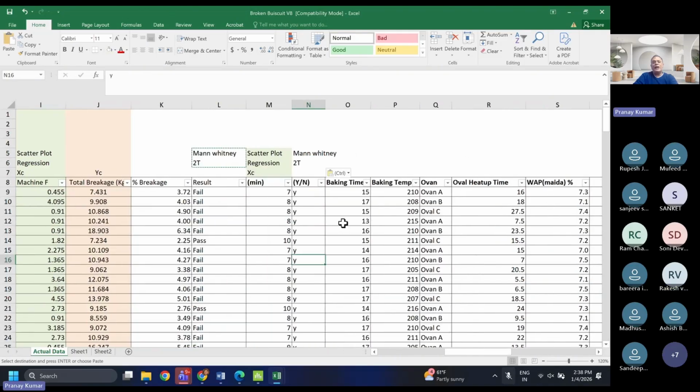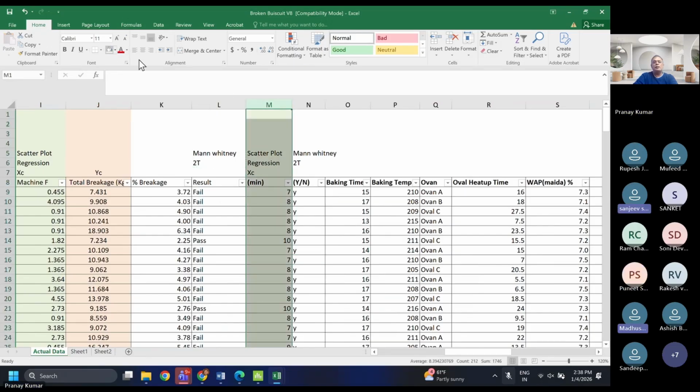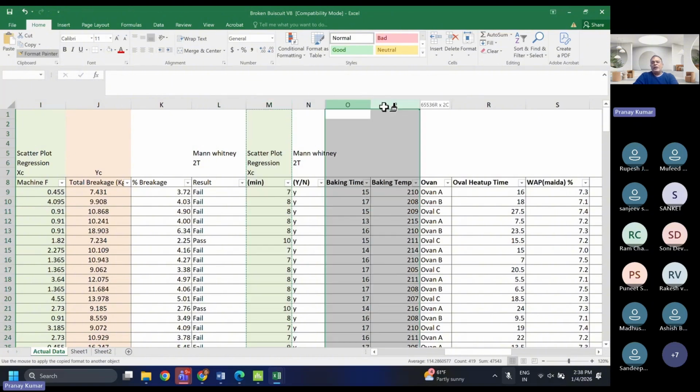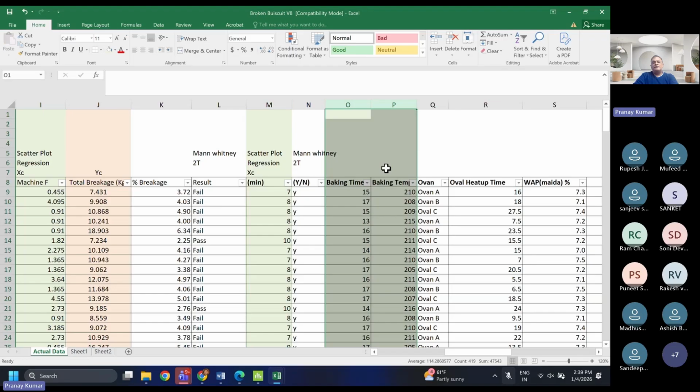Baking time. Time is what, continuous data or discrete data? Continuous data. Scatter plot, regression. Baking time, baking temperature, both will be continuous data. Meaning regression, scatter plot.